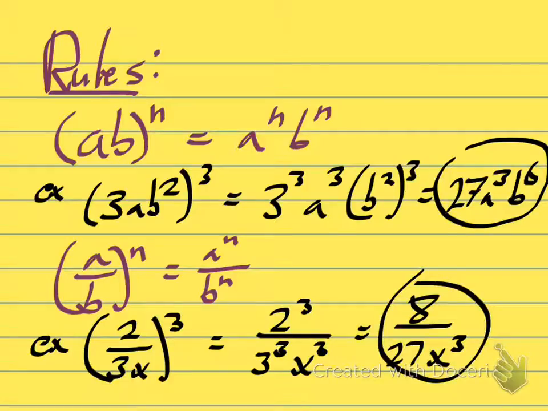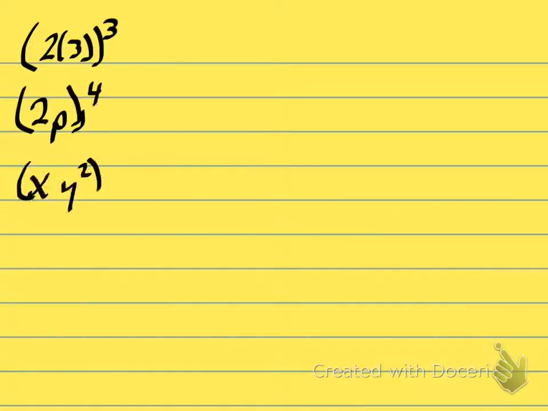So the parentheses here are key. So anything inside the parentheses taken to a power, everything in the parentheses, the coefficients, the variables, even variables that are already raised to a power, everything gets raised to the outside power. Okay, let's go ahead and practice these. Okay, so here are 4 examples. I'll do the first one for you, and then I'd like you to pause the video, and I'd like you to do the next 3 on your own.